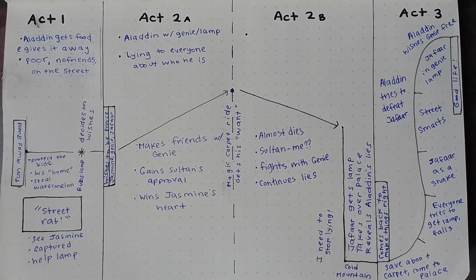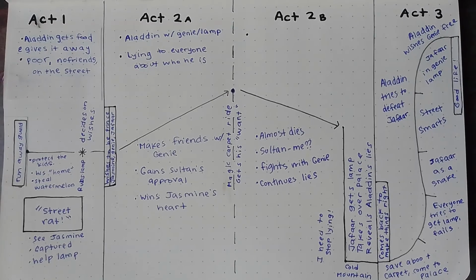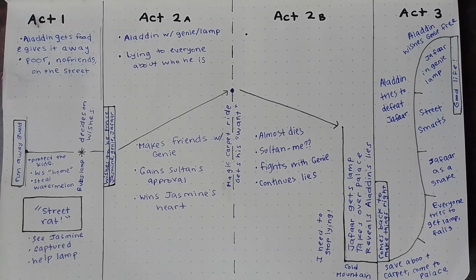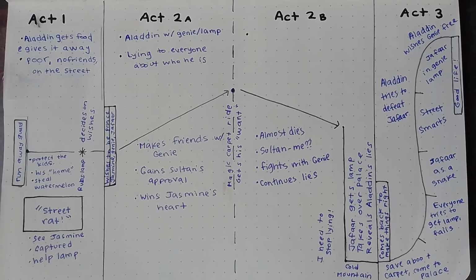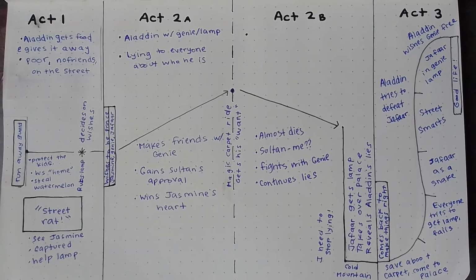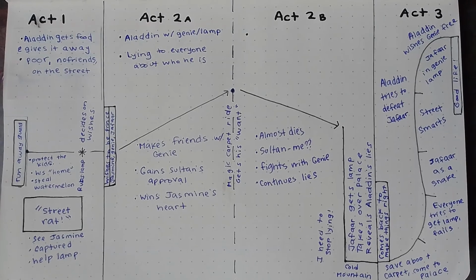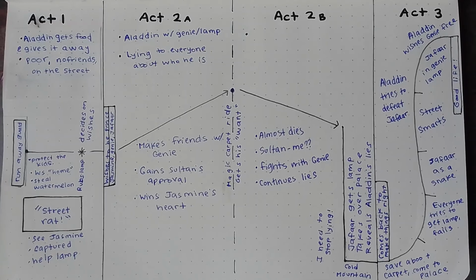He gets to live in the palace that he was dreaming of when he lived in the broken down abandoned building. There's not a super strong mirror, but because his situation is so opposite of the beginning, the reader can clearly see the difference between who he started as and who he ended as. So that is my analysis of Aladdin.